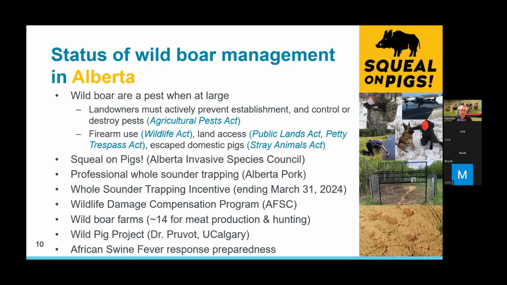And then we're really involved with African swine fever response preparedness. So lots of things going on in Alberta with respect to wild boar management.